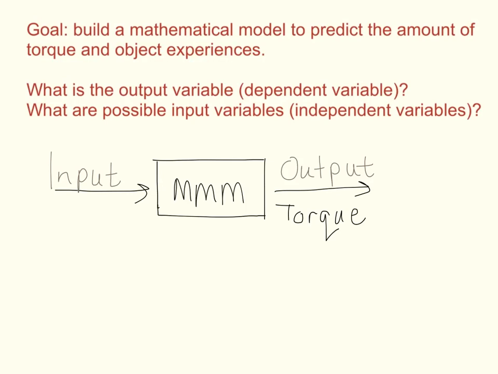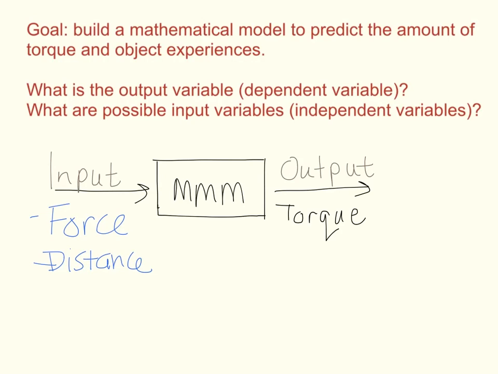Well, you probably think about what we just discussed on the last slide, and that was that possible inputs could be force or distance, and not just any distance, but the distance from the axis of rotation. Now, I'm just writing distance here because I'm running out of room, but we want the distance from the axis of rotation. So there we have our basic model.